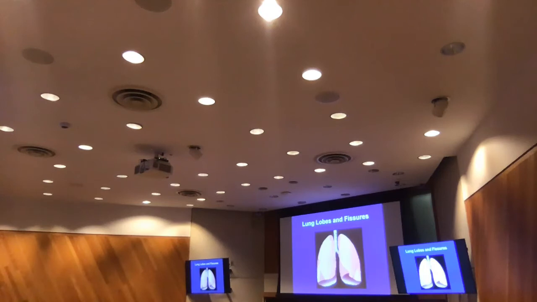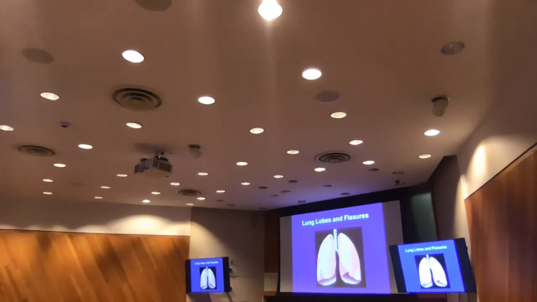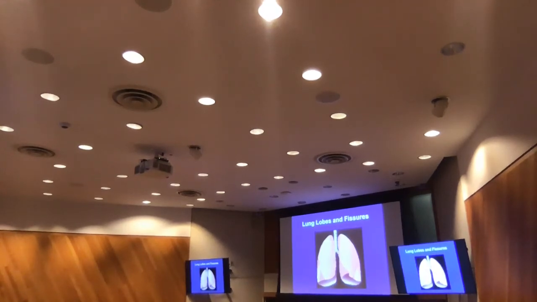You see the shape? What does it look like? Tongue shape, called lingula. Lingula, lingua, language is tongue, right? So lingula is the name of the part of the lung that is not separated by a fissure. It is the corresponding part of the left lung, similar to the middle lobe of the right lung. It is called lingula.